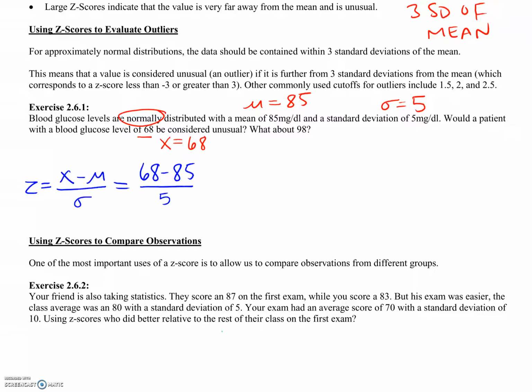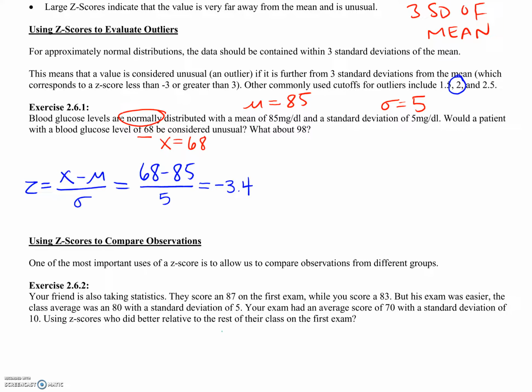So if we work this out, we get that our z-score is -3.4, which would imply that this is, yes, unusual, especially by that 3 standard deviation cutoff, which is easily the most conservative. Another very commonly used cutoff is 2. So this is unusual by both the 3 standard deviation cutoff and, of course, the 2 standard deviation cutoff.